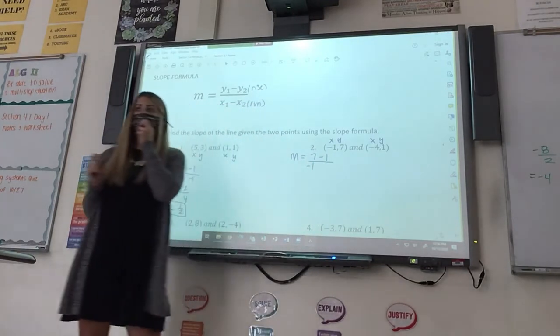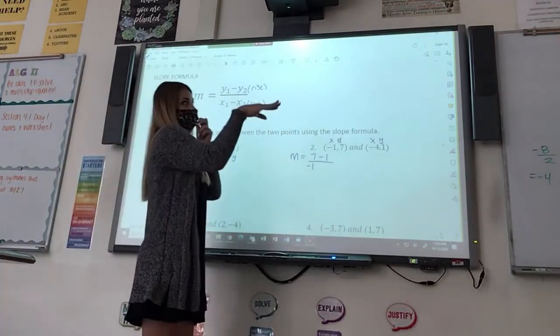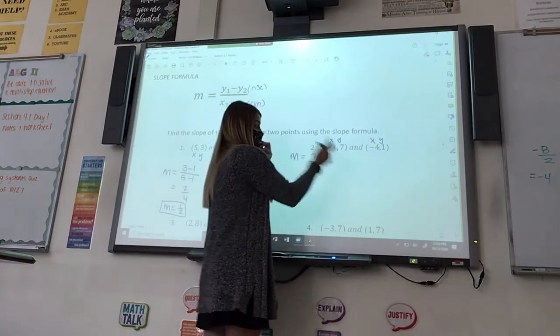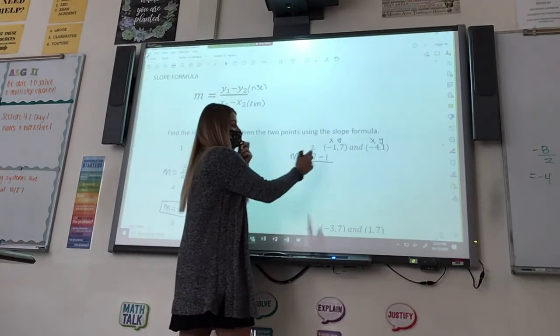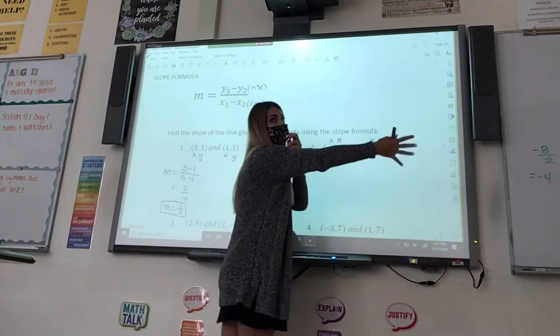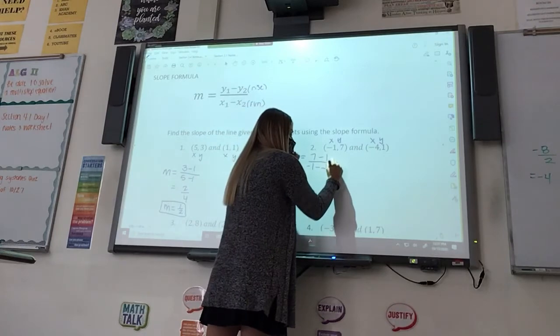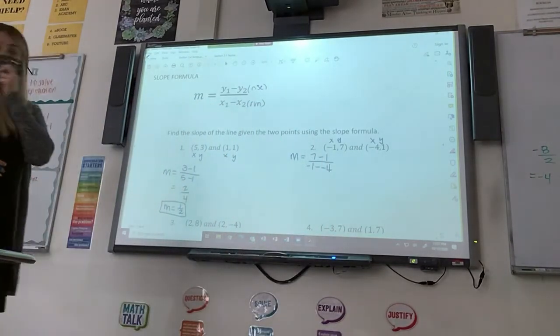This is where people make the biggest mistake. The first mistake people make is they do x on top, y on the bottom. The second mistake is when you're subtracting a negative. So no matter what, the formula is saying subtract the 2. So I'm doing -1 minus whatever the other value is. Well, the other value is a -4. So it'll be -5. No.